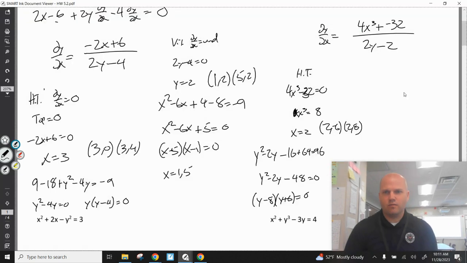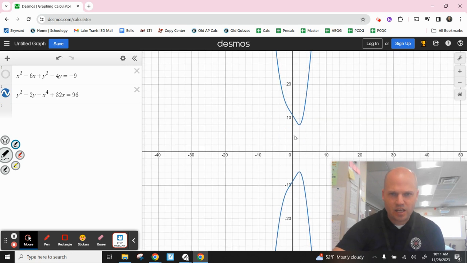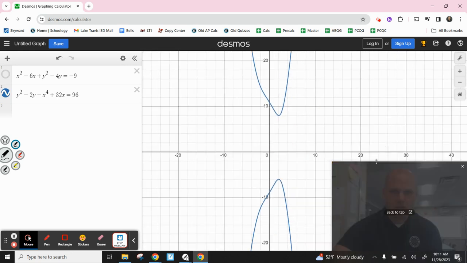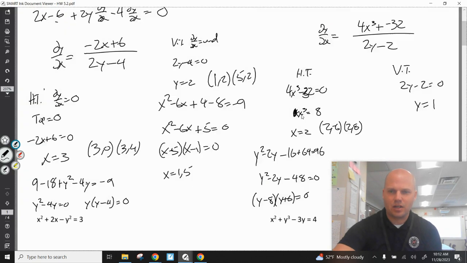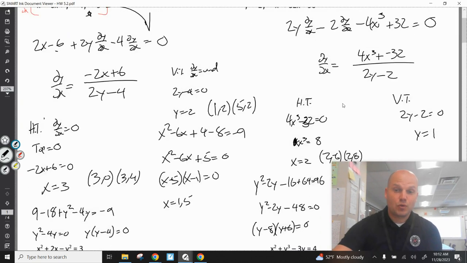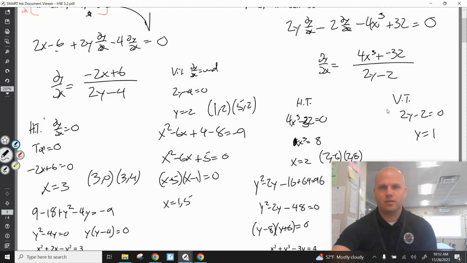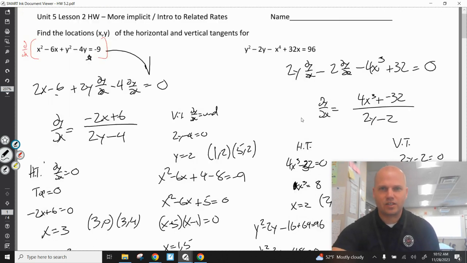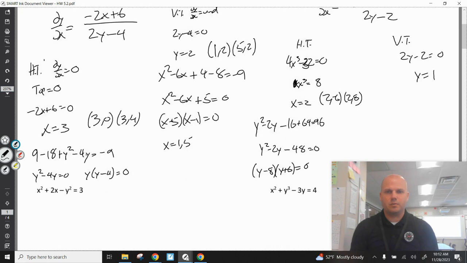Great. What is this vertical tangent situation? I think it's going to be easy, but apparently it's not. Y equals 1. I don't see any graph when y equals 1, so I'm going to say this is one of those situations. We did this example in class where you think there's a vertical tangent, but if you plug it in, it doesn't work. You'd have to somehow solve x to the fourth plus 32x equals, okay, we'll do it really quick.